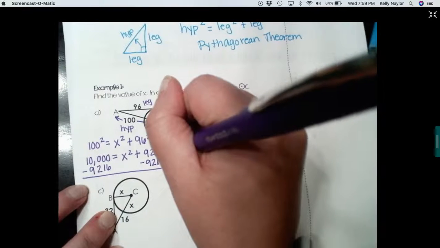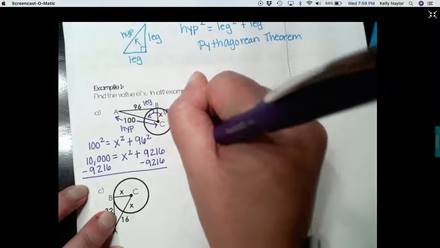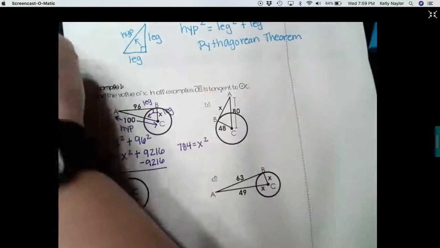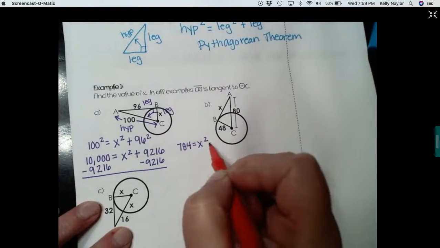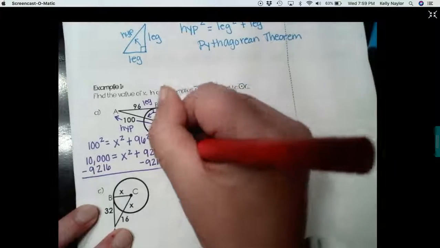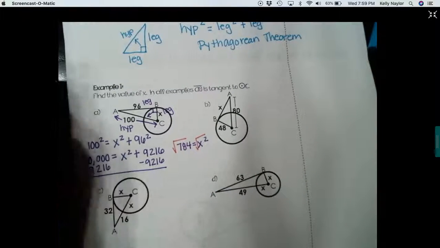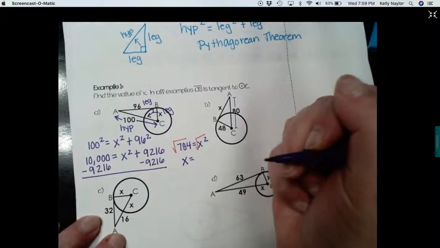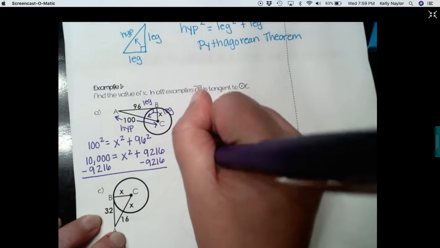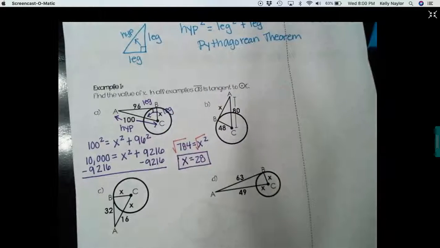So now we have 784 is equal to x squared. So how do we get that x squared to just become an x? We're going to take the square root of both sides. And the square root of 784 is 28. So that is example A.